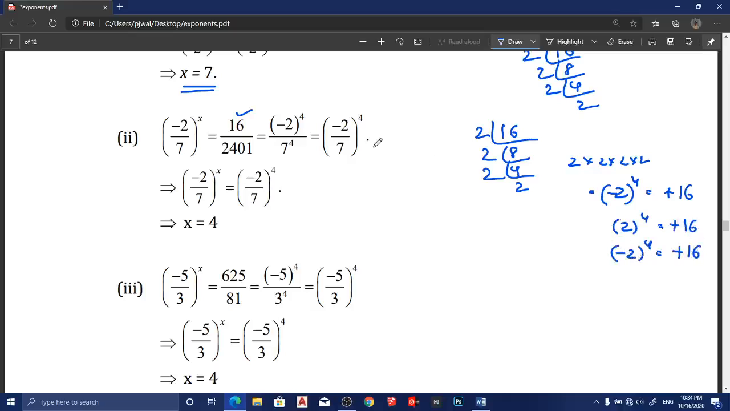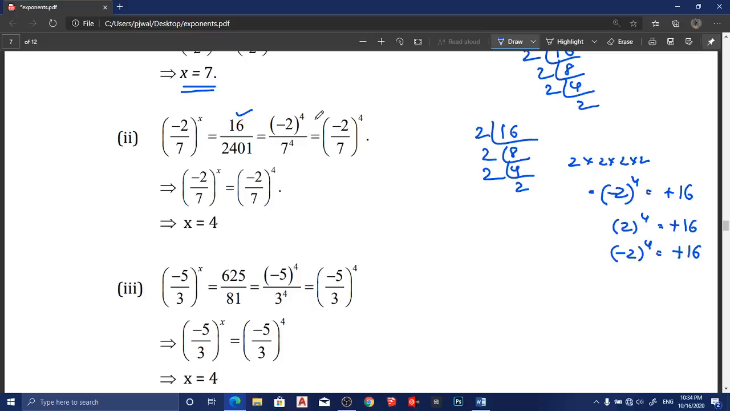You are taking minus 2, because to equate the left hand side and right hand side, I am taking minus 2 here instead of plus 2 here. So now it is minus 2 raised to the power of 4. Now you know, from the previous problems, the exponential form of 240, which is 7 raised to the power of 4.